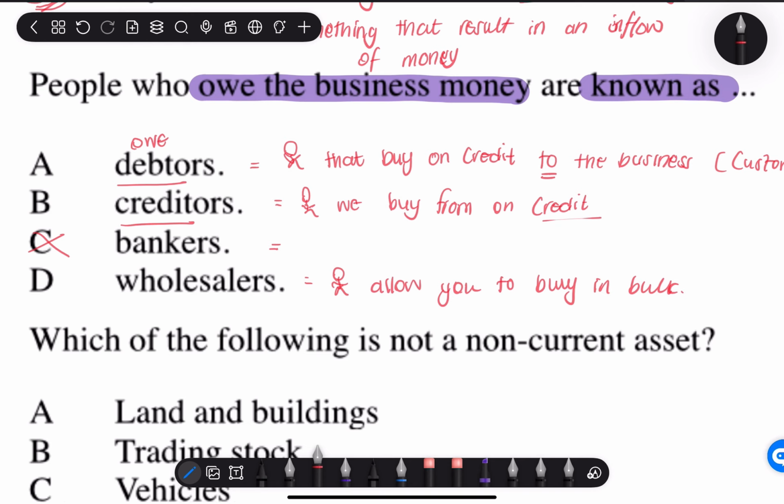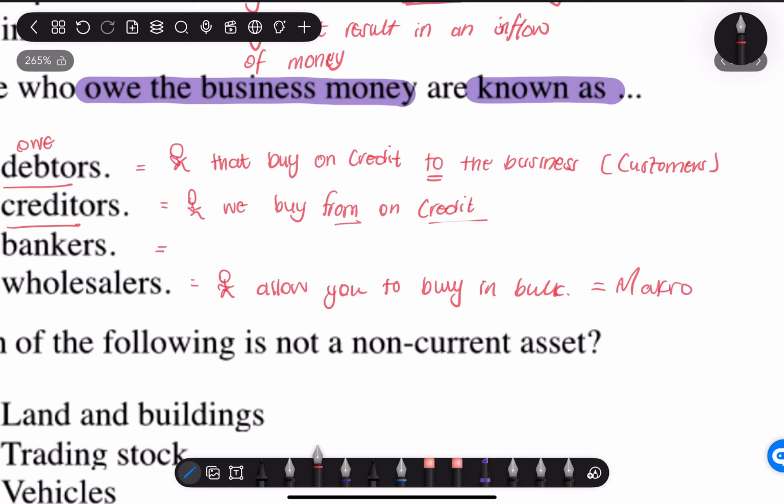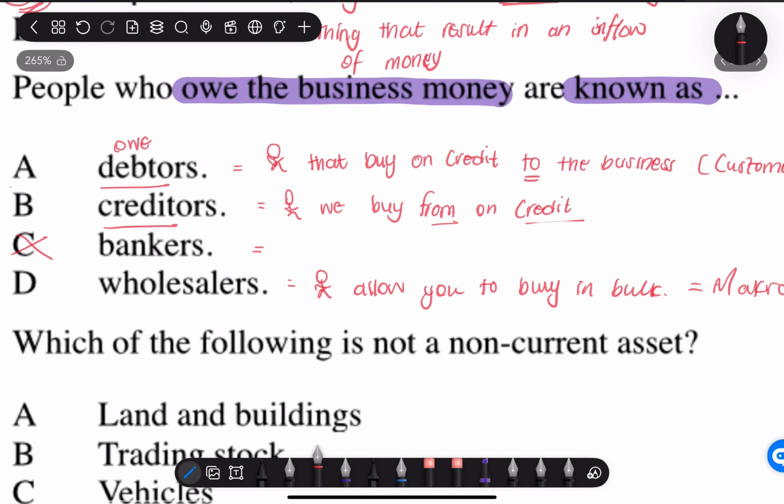People who owe the business money are known as debtors. So they owe the business money. Owe the business money. Again, perspective. Is it from or is it to? Owe the business money. Creditors is people we owe money. So it's most likely debtors. Because wholesalers are just people that allow you to buy in bulk, like Macro, for instance. Okay, so your correct answer is A.